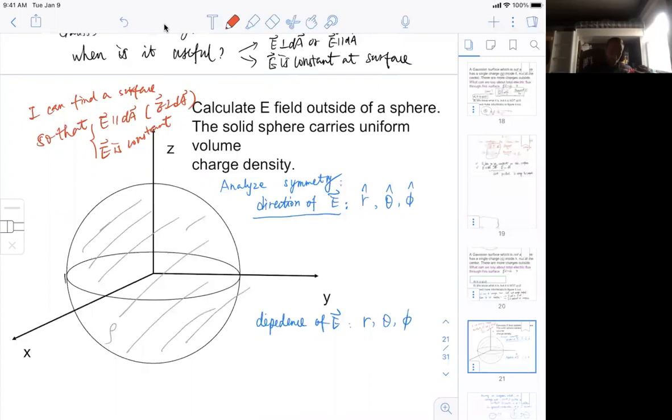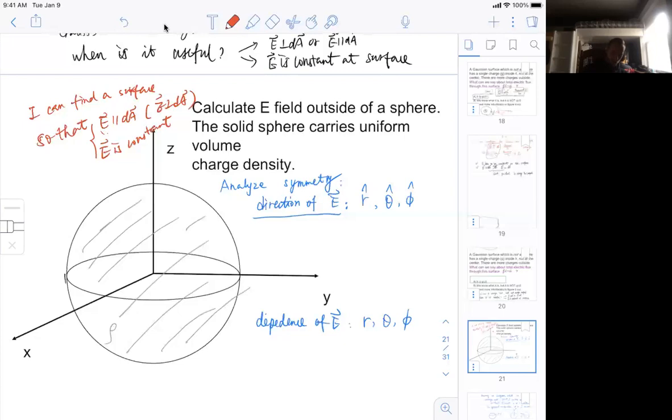You realize that in order to be able to find a surface, you first need to figure out the direction of E and the dependence of E. Otherwise, you cannot argue whether E is parallel. You want a surface to be parallel to E, but what is E, right? In what direction? So the first step to do this problem is to analyze the symmetry and figure out the direction and dependence of E.